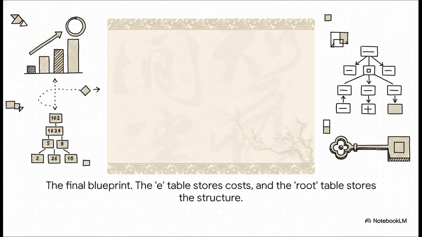And this is what it all builds up to. Now, this might just look like a bunch of numbers, but it's not. It's actually a complete blueprint for our optimal tree. The table on the left tells us the best possible cost for any group of keys, with our final answer, 2.75, right there at the top. And the table on the right, that's our instruction manual. It tells us exactly how to build the tree step by step.